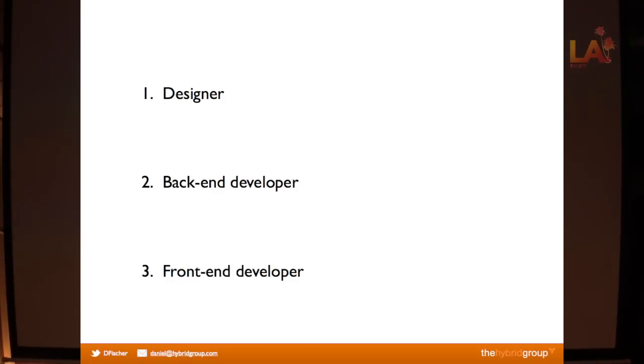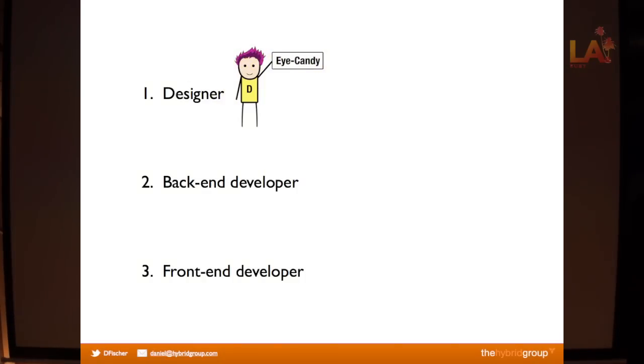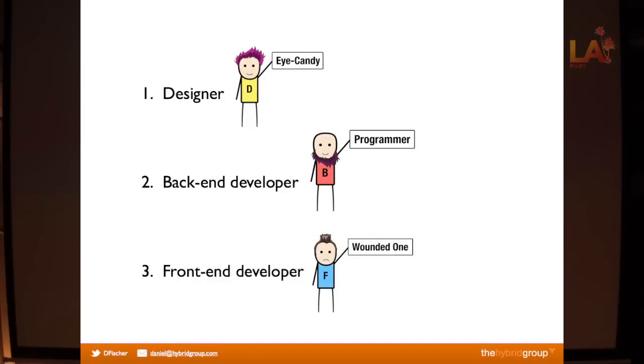Let's define our typical web development team. We have 1, the designer, aka eye candy. 2, we have a back-end developer, aka programmer. And 3, we have the front-end developer, aka the wounded one, me.